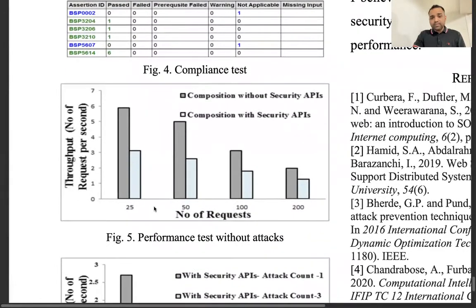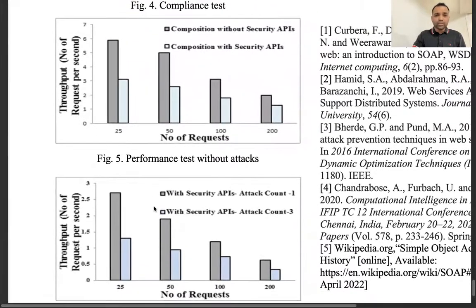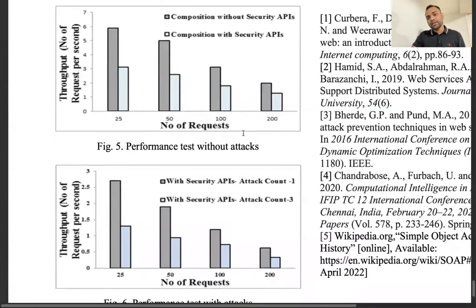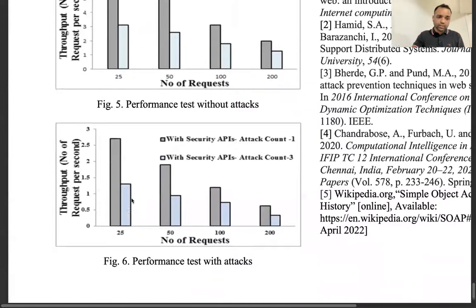And after that, we tried another performance test where many requests in a banking system were sent, and the throughput was measured without security and with security. We can see that without security, for 25 requests, the throughput was 6. And with security, it was just above 3. For 200 requests, it was also the same. It was around 3, and when the security API was installed, it was around only 2.